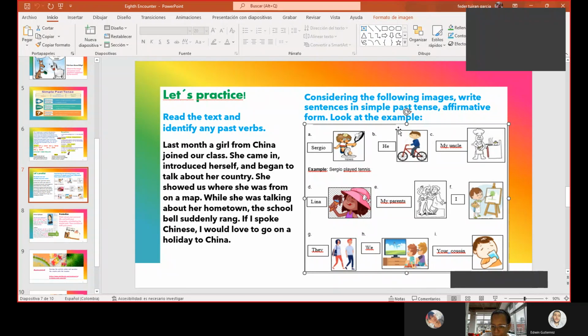Now, next, B. What is he doing? The boy, what is he doing? In the past, it is rode a bicycle. Okay, how do you say? Complete the sentence. He rode a bicycle. Okay, he rode the bike or he rode a bicycle. It's okay. Thank you so much.